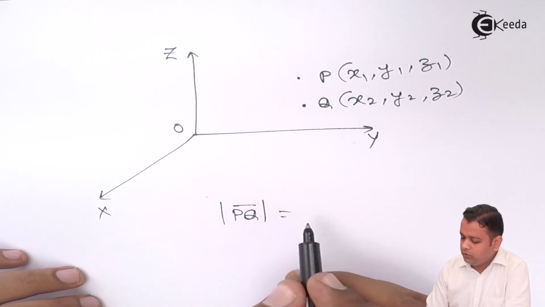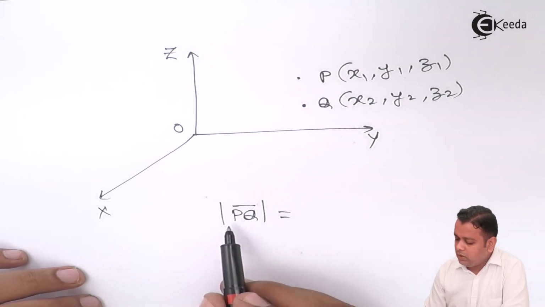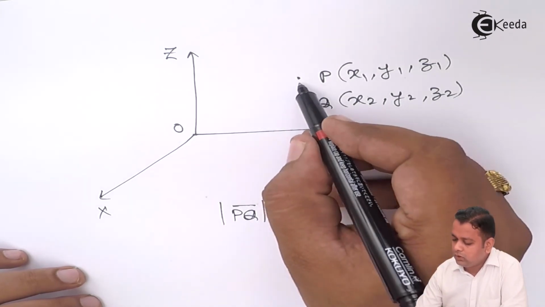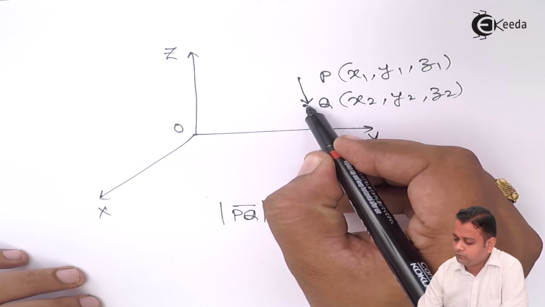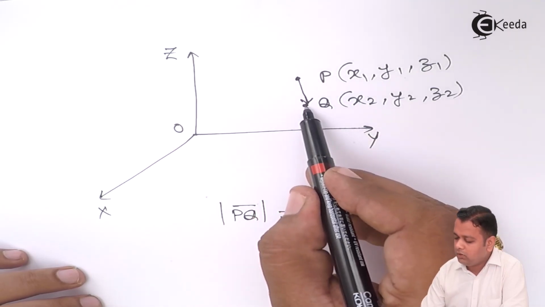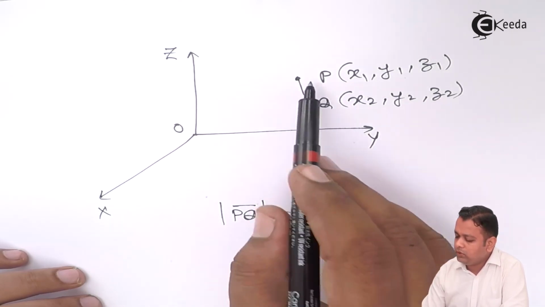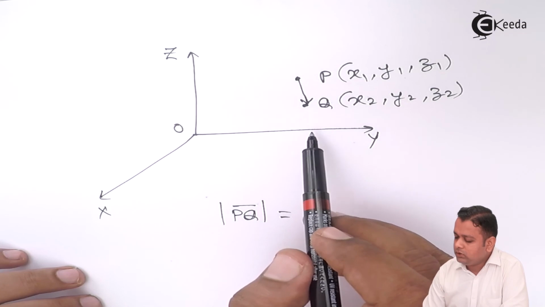mod of PQ bar. So what is PQ bar? PQ bar is a vector starting at P and ending at Q. So I can show it like this. This vector started at point P and ended at point Q. The magnitude of that is nothing but the distance between these two. Okay, so this is the distance.